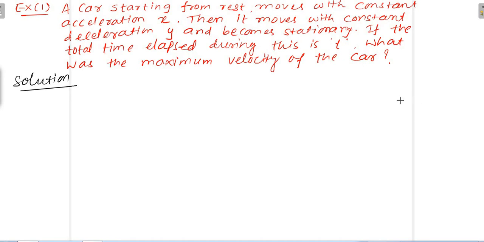Let's read the data. A car starting from rest moves with constant acceleration x, then it moves with constant deceleration y and becomes stationary. If the total time elapsed during this is t, what was the maximum velocity of the car? Right? Let's try to understand the problem.